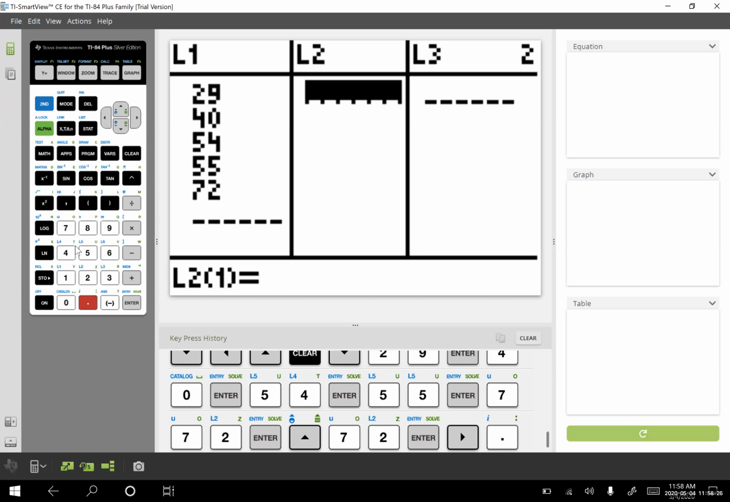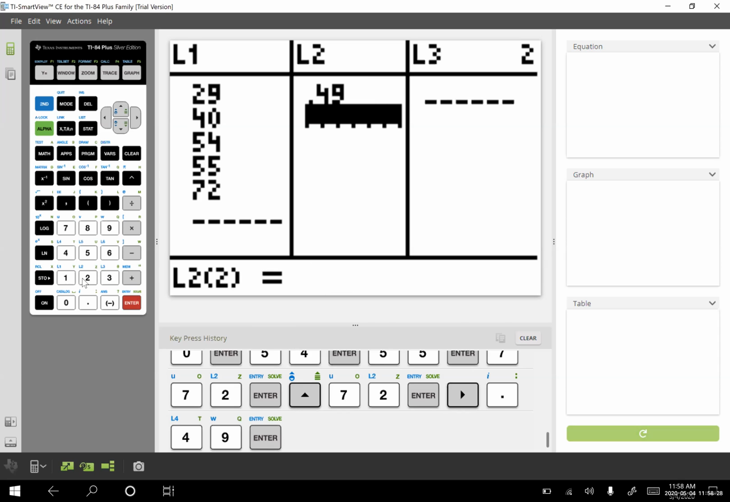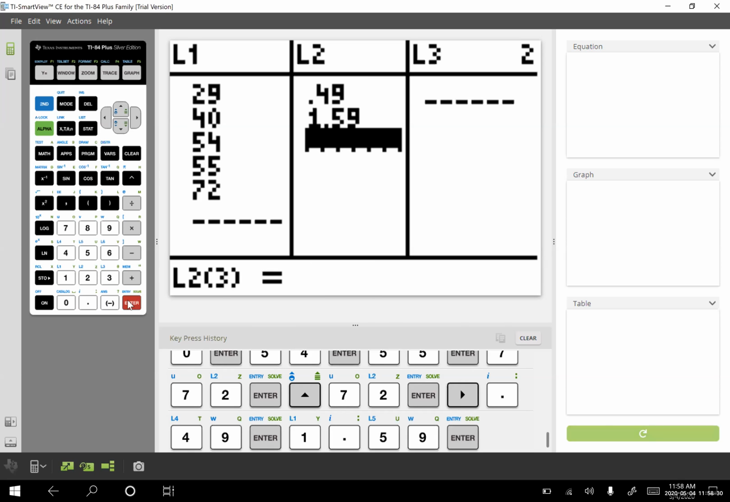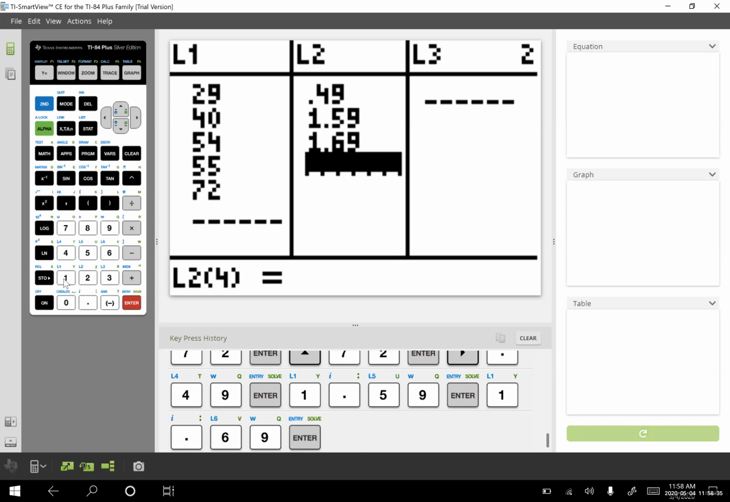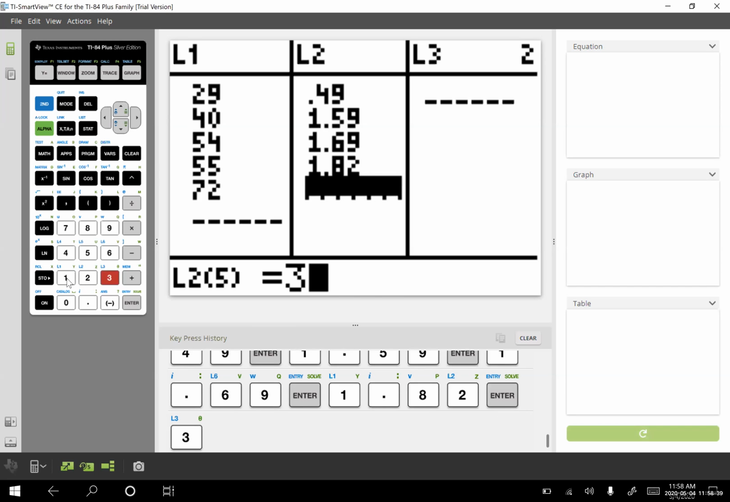We have 0.49. We have 1.59. We have 1.69. We have 1.82. And we have 3.10.